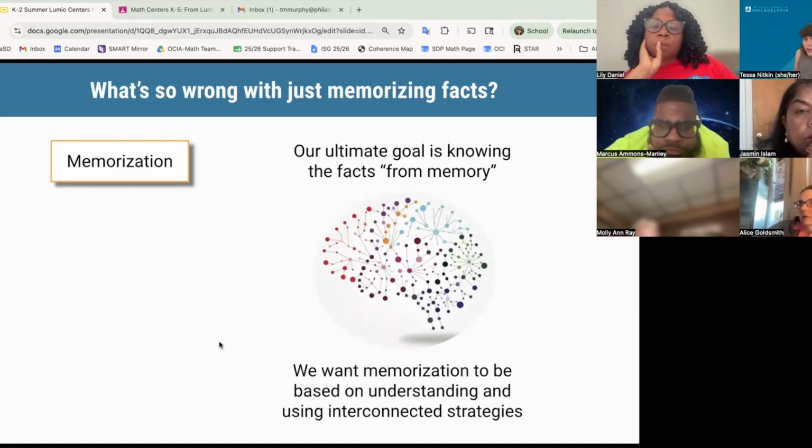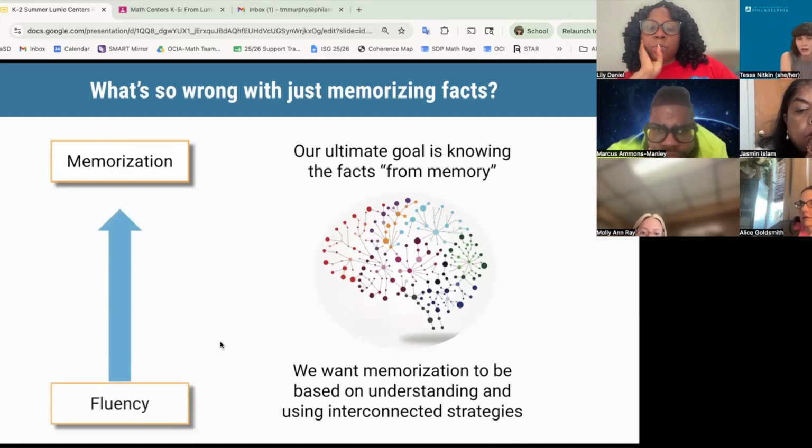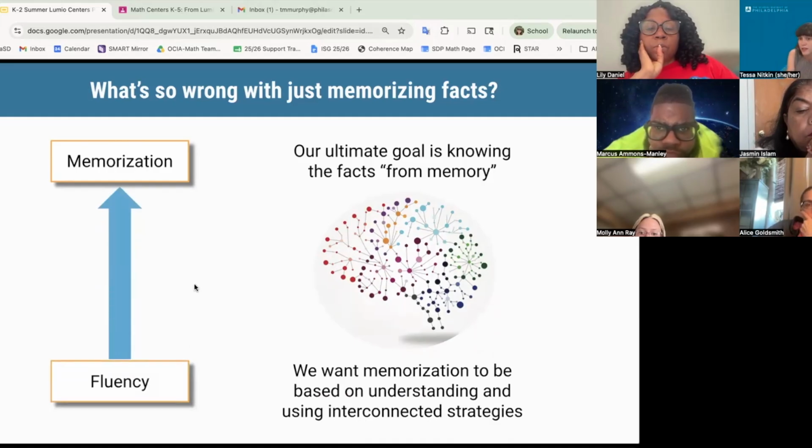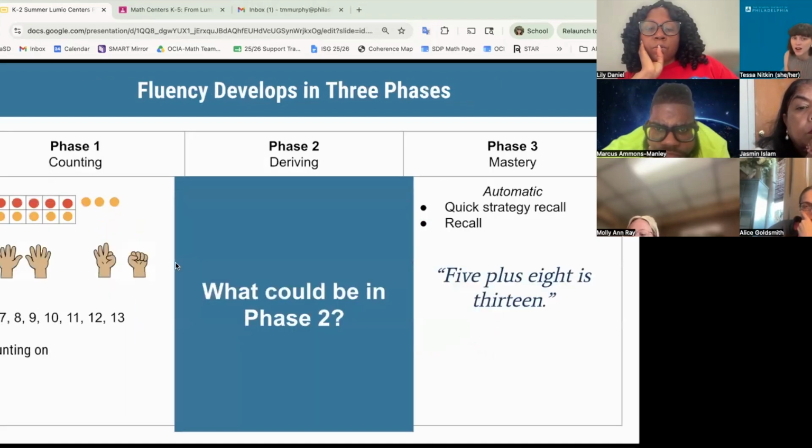And so that strategy is based on conceptual understanding and interconnected strategies. And that's how fluency supports multiplication. Now we're going to actually get into the numbers and see what this looks like with real addition facts, which I'm really excited about. All right, so we know that in addition, especially, but this is also true for multiplication.